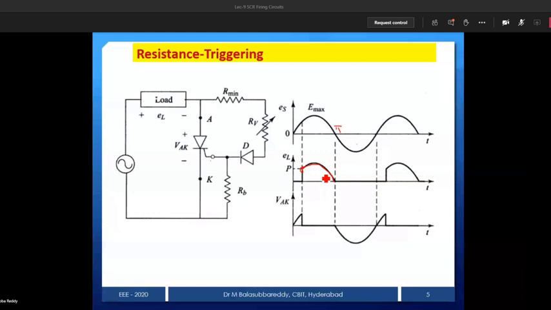And now what is the voltage across the device? When the device is on, the voltage across the device is 0. And before this alpha instant, before this point, the device is in the off state, only forward biased. That's why the voltage across the device is the same as the source voltage, but the output voltage will be 0. This is the one instant.